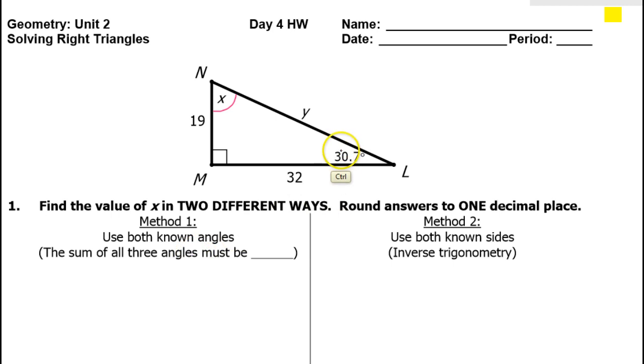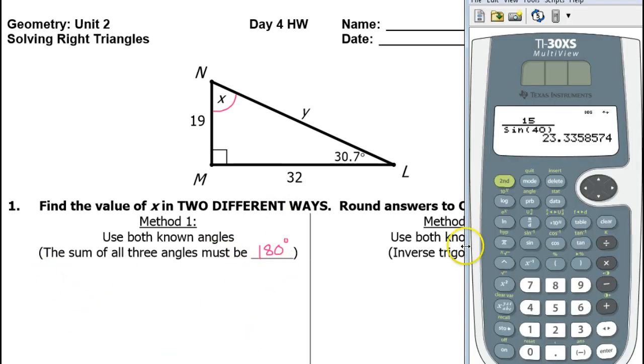Now, if you're given two angles in a triangle, 90 and 30.7, you can use the fact that the sum of all the angles in a triangle must be 180 degrees. So if you start with 180 degrees and you subtract the two angles that you know, so 180 minus 90, notice that that's 90. So that means there are 90 degrees left for the other two angles.